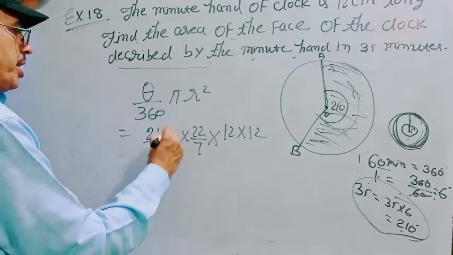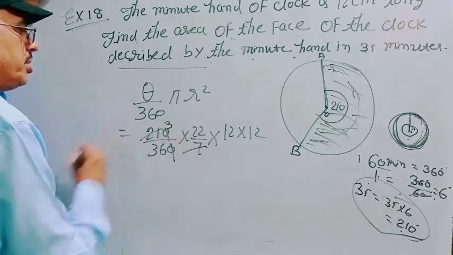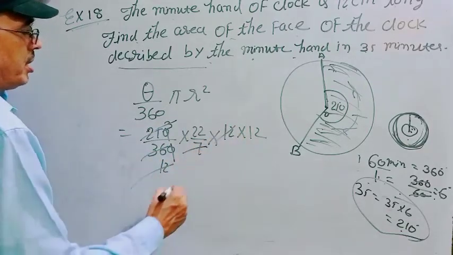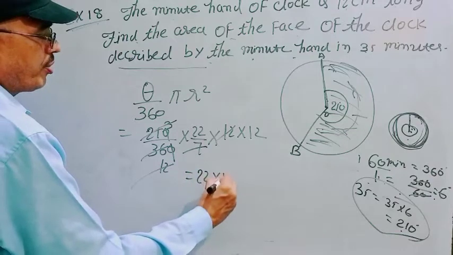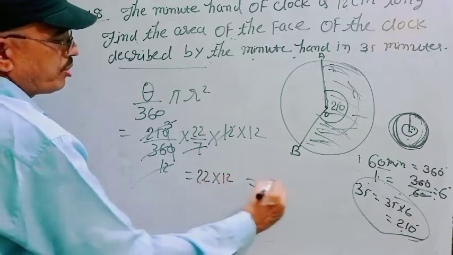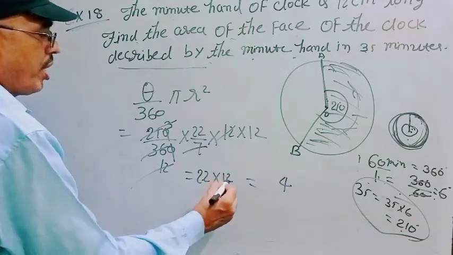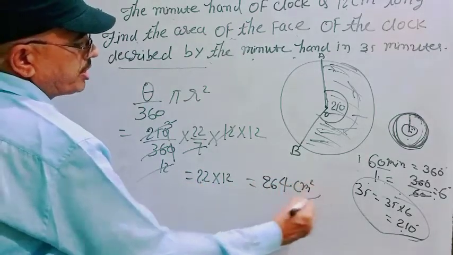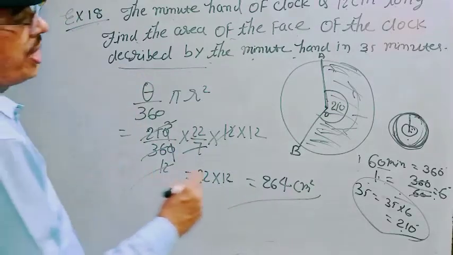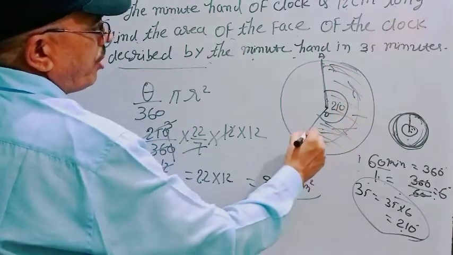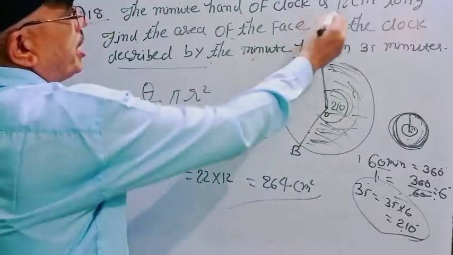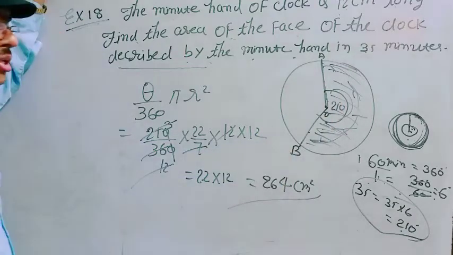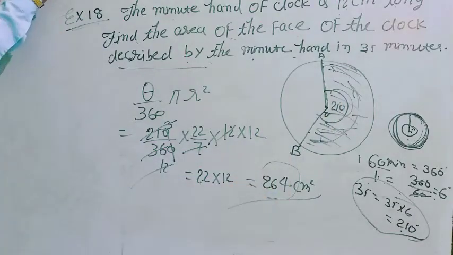Here the 0 cancels, 7 and 3 cancel, 3 and 12 cancel, and 12 and 12 cancel. So we have 22 into 12, that is 264 cm square, which is the area swept by the minute hand at the center in 35 minutes, and it is the face area of this clock. So your answer is 264.